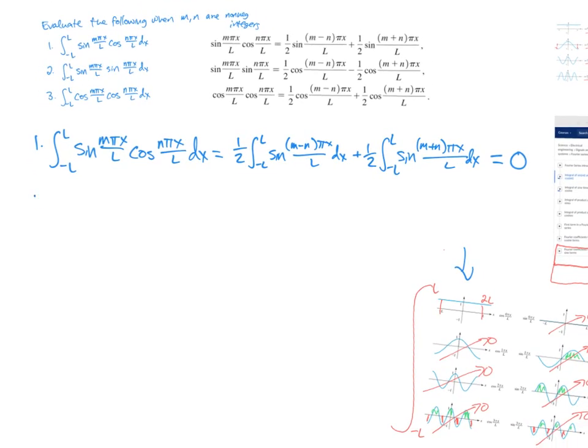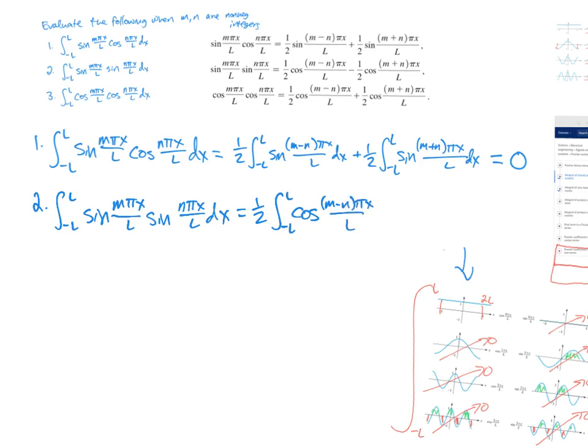Okay, so number 2, integral negative L to L of sine m pi x over L sine n pi x over L dx. So now we use our trig identity and we get 1/2 integral negative L to L of cosine (m minus n) pi x over L dx minus 1/2 integral negative L to L of cosine (m plus n) pi x over L dx. So this one is going to depend a little bit on what m and n are.